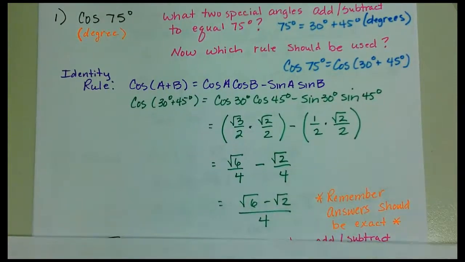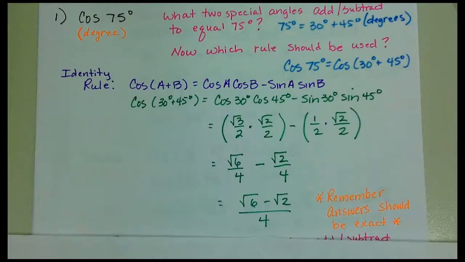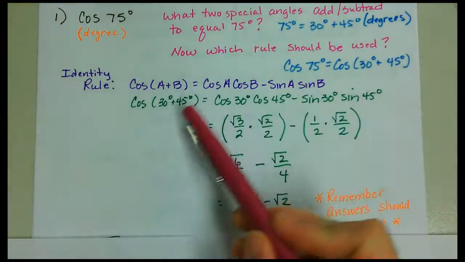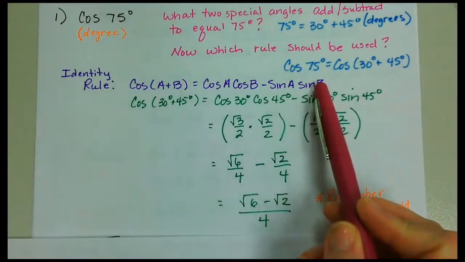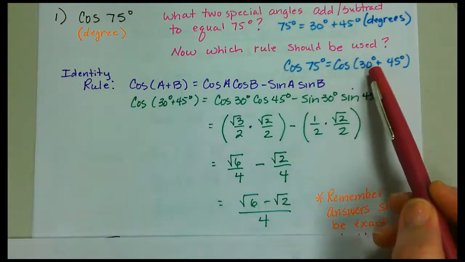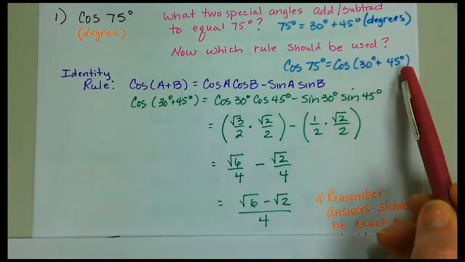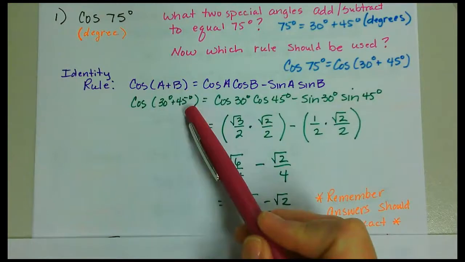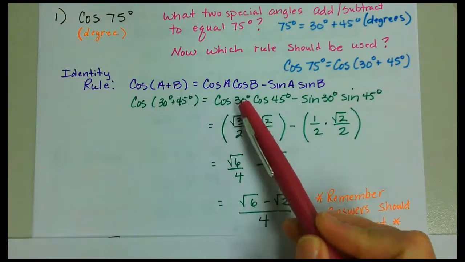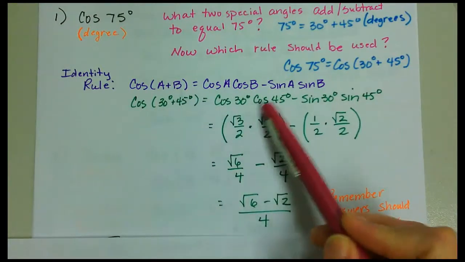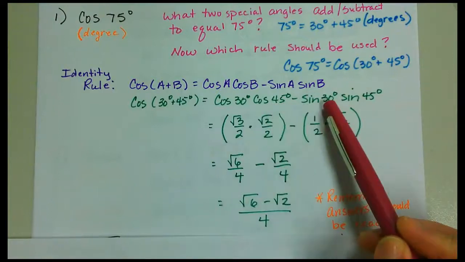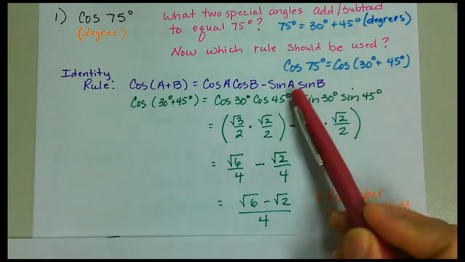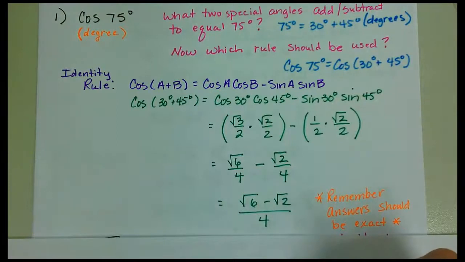As you get more comfortable with them, you probably can add things in as you go, and it's not a big deal. So now that I have the rule down that I want to use, I know I'm going to call this A and this one B. So this is A and this is B. And so now I have cosine A, cosine B, sine A, sine B, and the minus is in between.